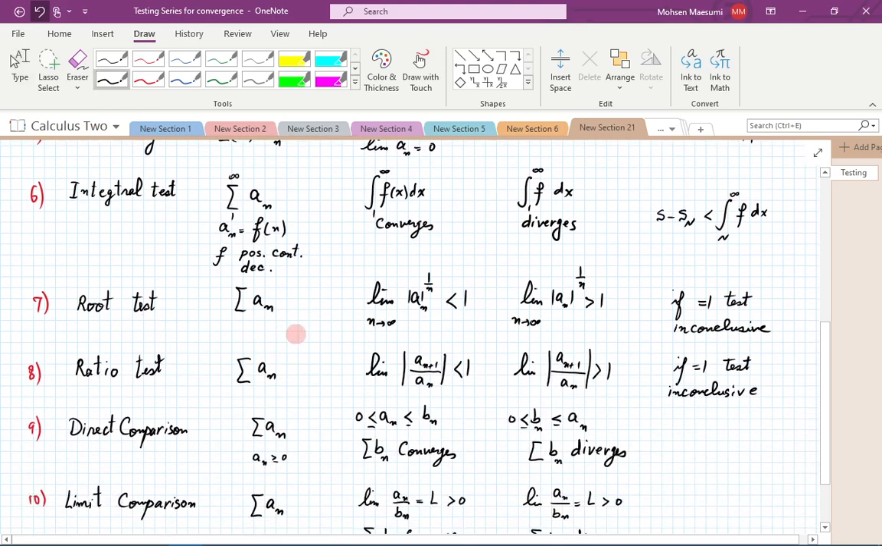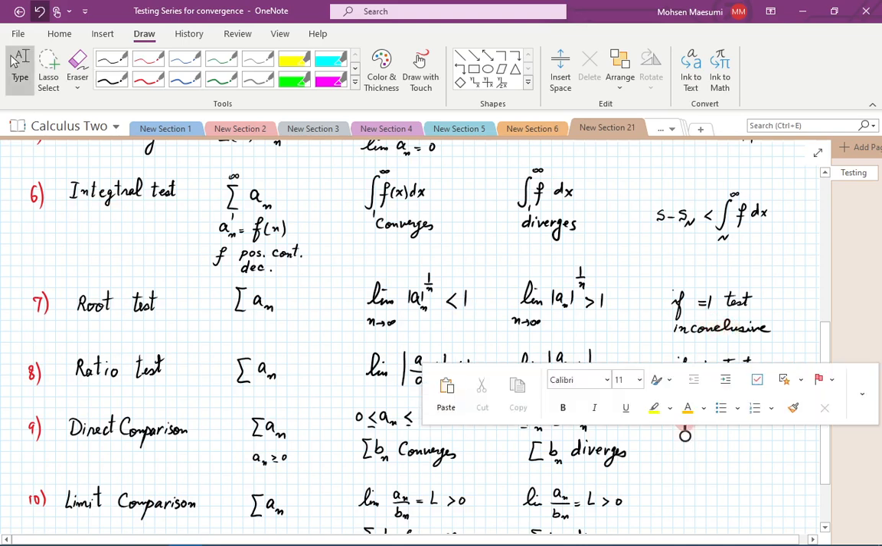We had a root test. The root test said that if we take the nth root of the nth term, and the limit of that is less than 1, the series converges. If it is larger than 1, then the series diverges. And if it turns out to be exactly 1, well, we essentially have wasted time, and our test does not say anything. We say the test was inconclusive.